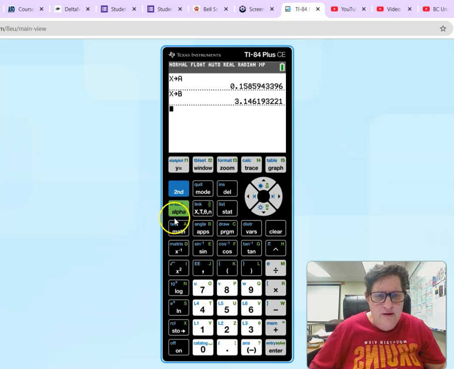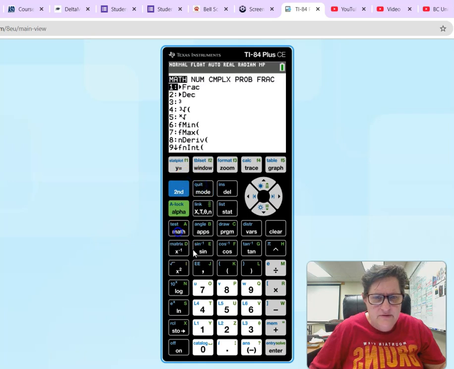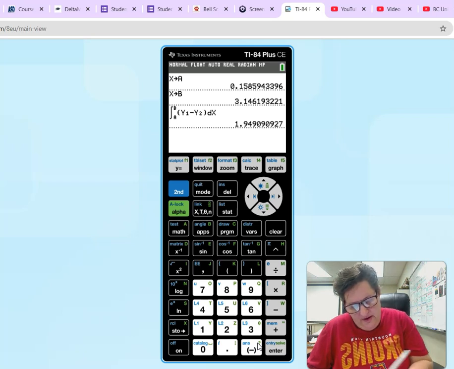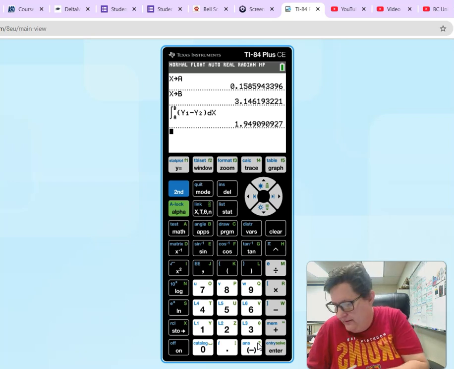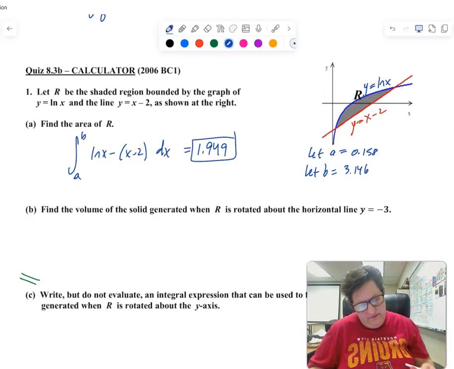Okay? Now, the ln is in y1, x minus 2 is in y2, and the y1 is on top. So now I'm going to go like this. The integral from a to b of alpha trace, y1 was on top, minus alpha trace, y2 was on the bottom. Okay? And then that integral ends up being 1.949. All right? Okay, so we can kind of do all that on the calculator, that's where I wrote let A and B equal.